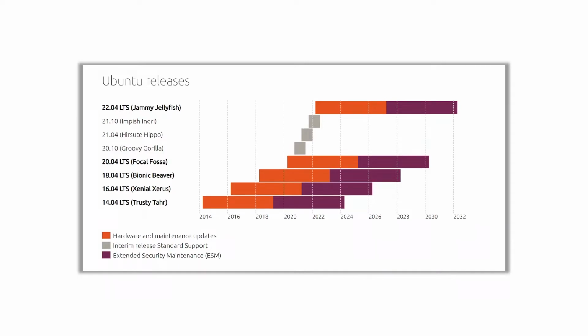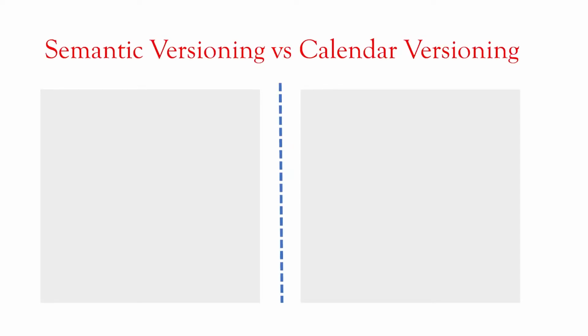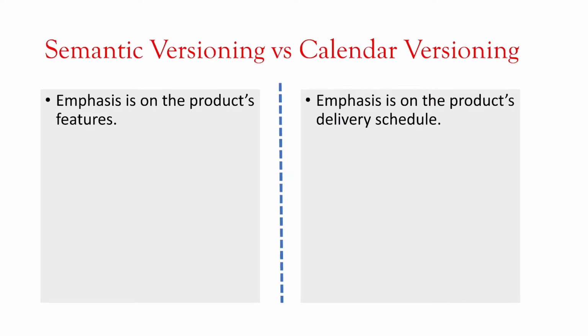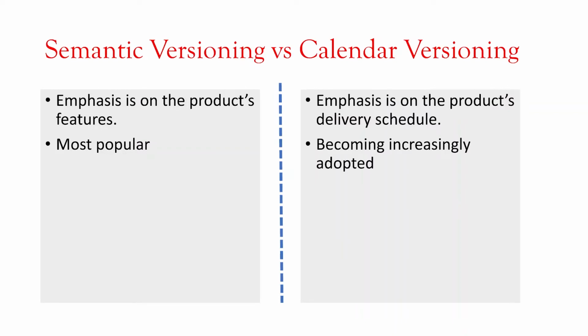So now that we know about two different versioning schemes, when do you use what? Well, if you recollect, semantic versioning was all about the product's features. The emphasis was on what are the features being shipped. Are they major features? Are they backward compatible features? Are they minor features? Are they bug fixes? But calendar versioning, on the other hand, is all about the product's delivery schedules. Semantic versioning is the most popular scheme in use today, whereas calendar versioning is still catching up, but it is increasingly becoming popular.